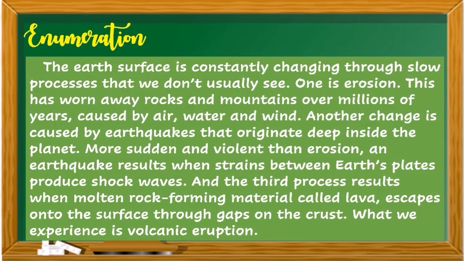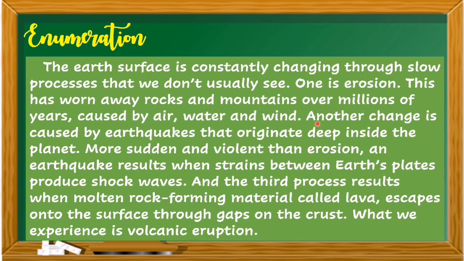So this is an example of an enumeration paragraph. Notice the signal words that make it an enumeration. Okay, so we have here: the Earth's surface is continuously or constantly changing through slow processes that we don't usually see. One, so here is the signal word. One is erosion. This has worn away rocks and mountains over millions of years, caused by air, water, and wind.